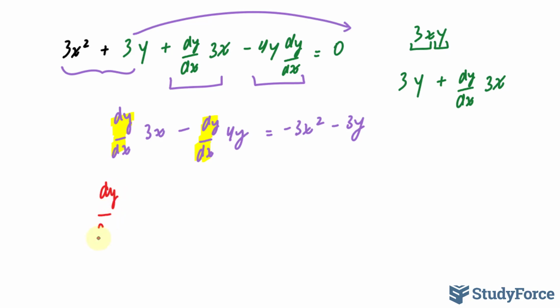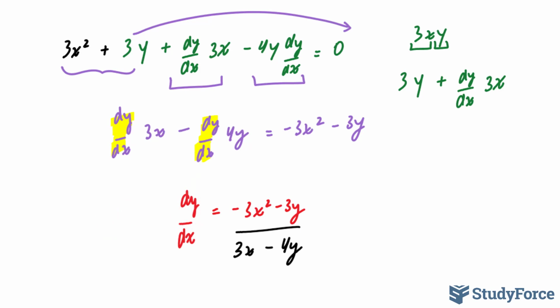Dy over dx bracket 3x minus 4y is equal to, the right side stays the way it is, negative 3x squared minus 3y. Next, I need to isolate for dy over dx, so I'll divide both sides by 3x minus 4y, and if you do that correctly, you should end up with the following. And remember, the question was asking us to find the differential of the implicit function. So we need to isolate for dy, this part.